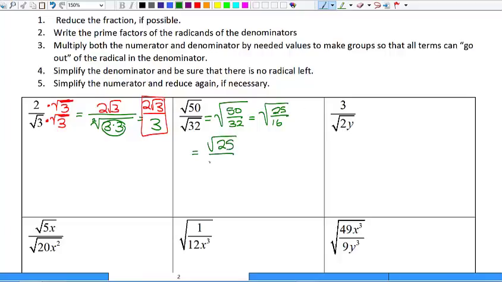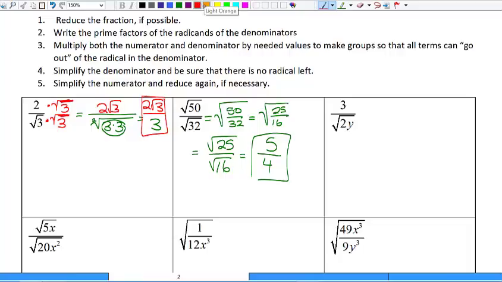If I break them back up again, just by doing the first step, reduce the fraction, I don't have to do any of the other steps because the square root of 25 is plain 5 and the square root of 16 is plain 4. So after step 1, I'm actually done. I don't actually have any radicals left in the denominator. So doing step 1, if at all possible, is very helpful here.